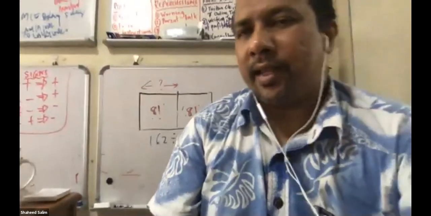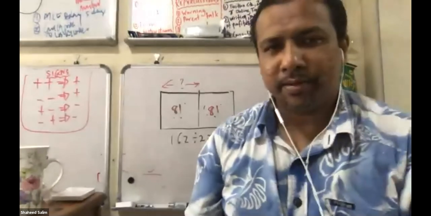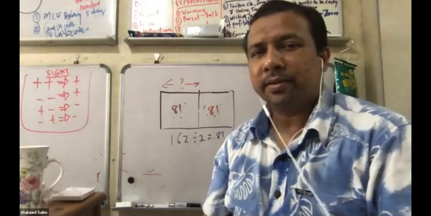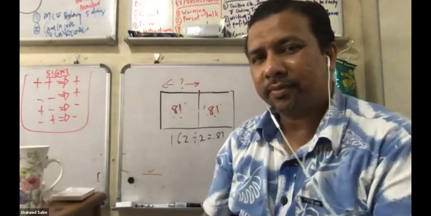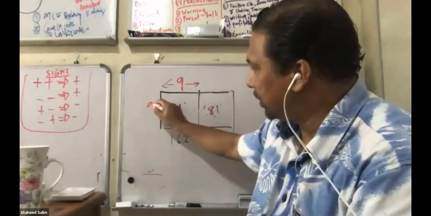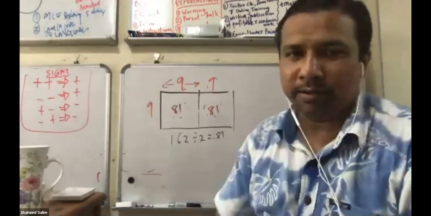It's less than 10. Make a guess. What's 7 times 7? 49. 8 times 8? 64. 9 times 9? 81. So this must be 9. So the breadth is 9, the length must be 9 plus 9, 18.